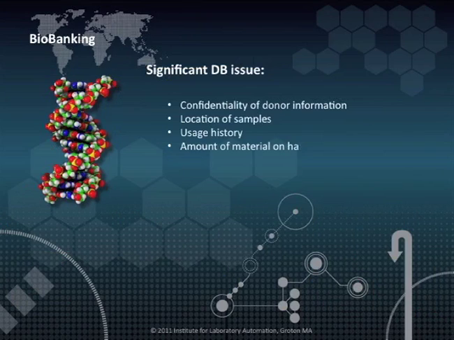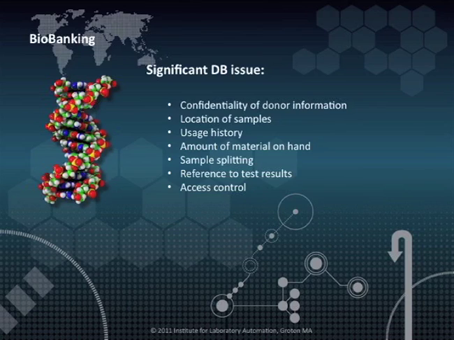This type of research may allow us to identify predispositions to diseases and allow us to do a better job of tailoring treatments to individuals. However, there are significant issues that have to be addressed in doing this type of work. One is that we have to maintain the confidentiality of donor information. The database also has to keep track of sample locations, usage history, the amount of material on hand, references to all test results, and at the same time provide careful control over who has access to the samples and data, so the material is used properly and not wasted.